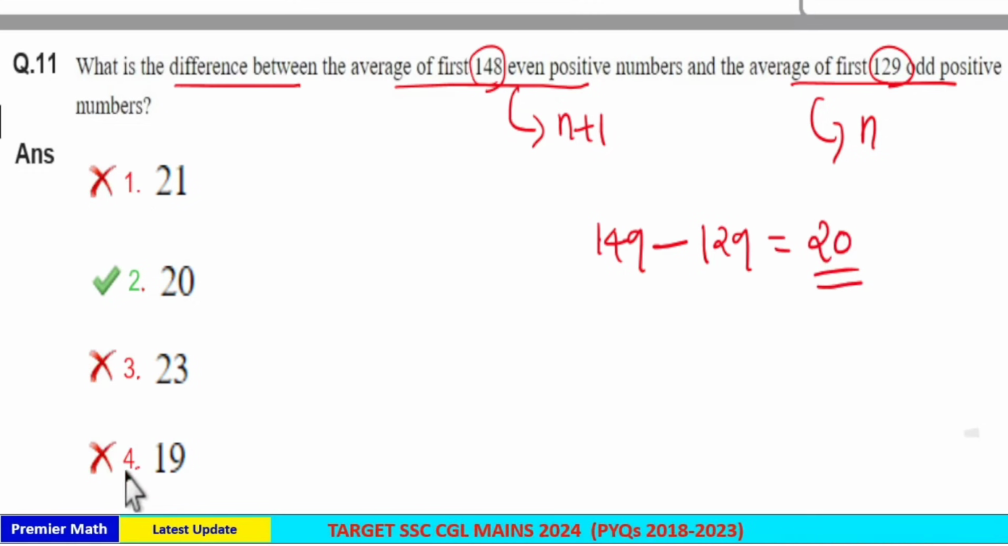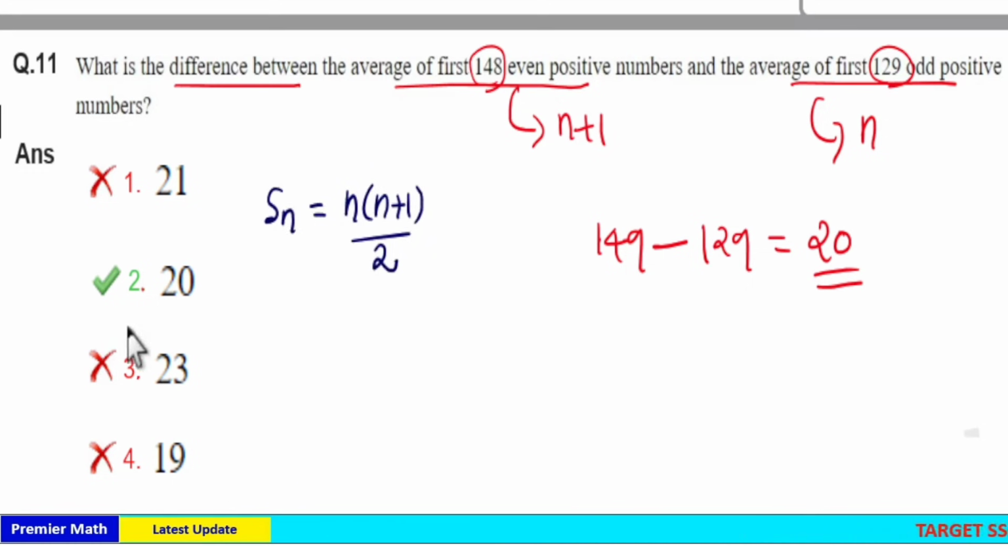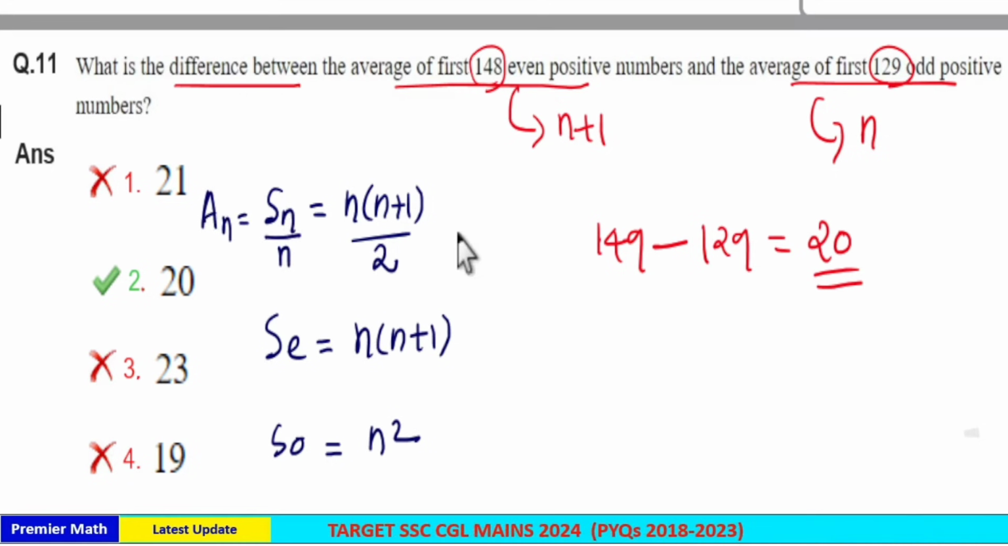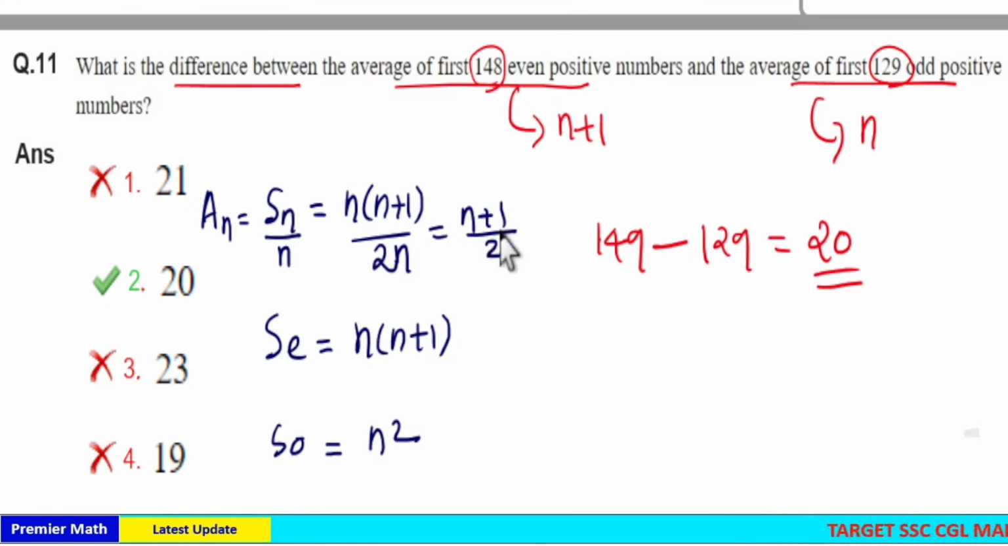Actually, you have to remember some basic formulas. Here, sum of n natural number formula is equal to n into n plus 1 divided by 2. Same way, sum of even numbers formula is equal to n into n plus 1 and sum of odd number formula is equal to n square. Now, if you take average of n number is equal to sum of natural numbers divided by total number of elements. So here n into n plus 1 by 2n, which means this is equal to n plus 1 by 2. Average of n natural numbers is equal to n plus 1 by 2.